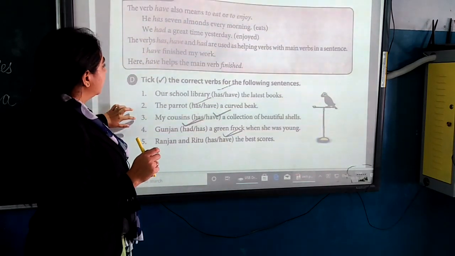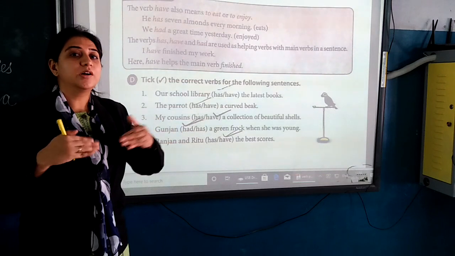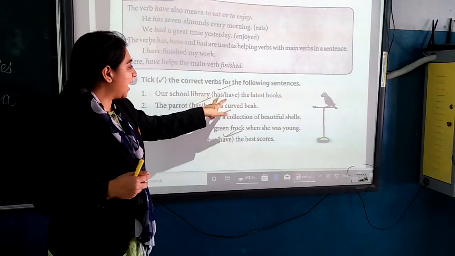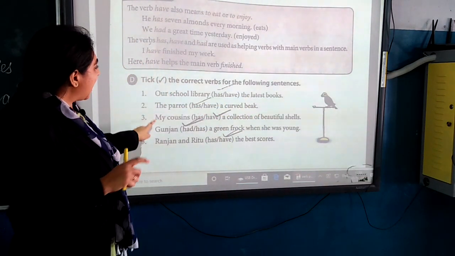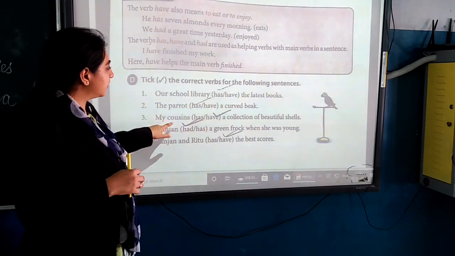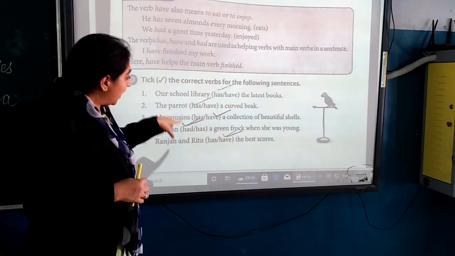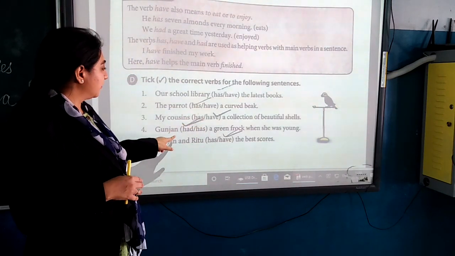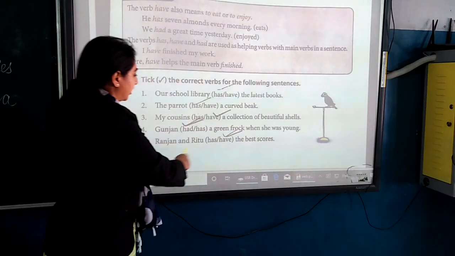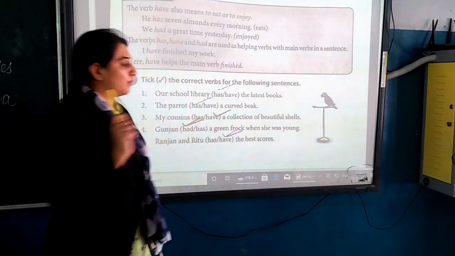Now students, you have to tick mark the correct option. This is the last activity. In the next session, we are going to do the other activity. Our school library has the latest books. The parrot has a curved beak, it possesses. My cousin has a collection of beautiful shells. Gunjan had a green frock which she wore when she was young. Ranjan and Ritu have the best food, as there are more than two persons.